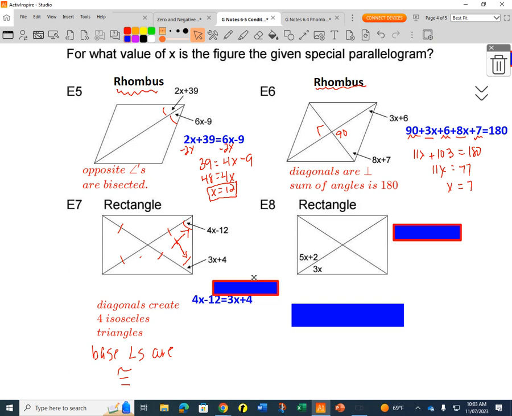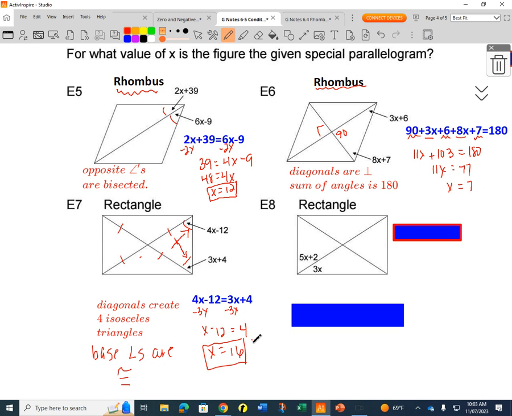Four x minus 12 equals 3x plus 4. 3x plus 4 equals 4x minus 12. Either way. Subtract 3x from both sides. x minus 12 equals 4. Add 12 to both sides. And x equals 16. Any questions so far?